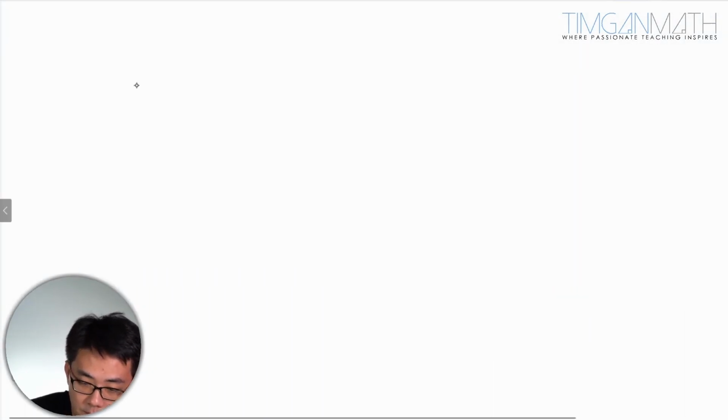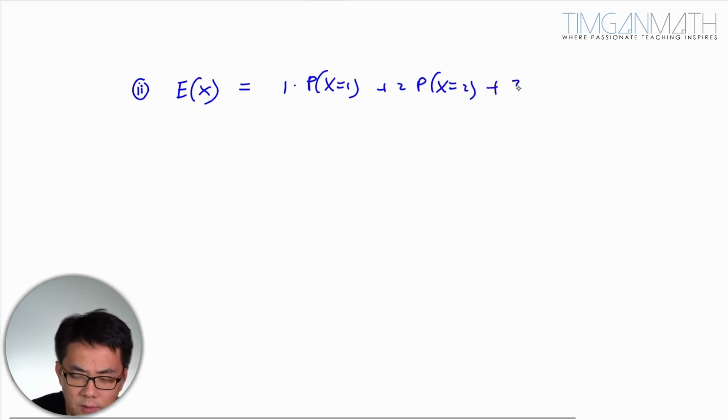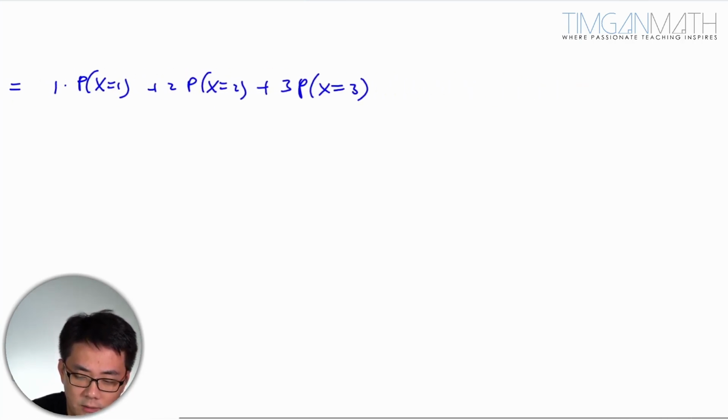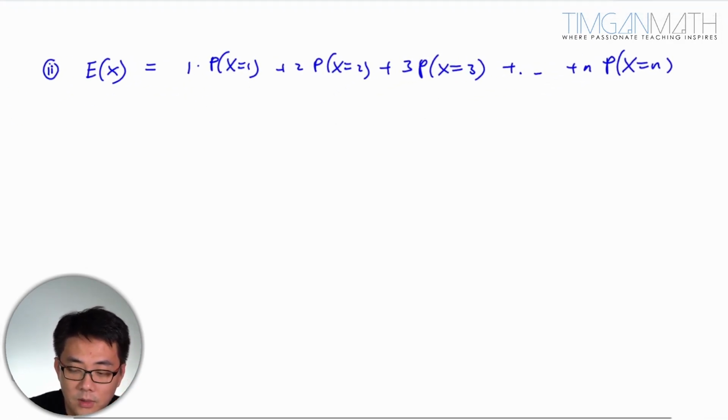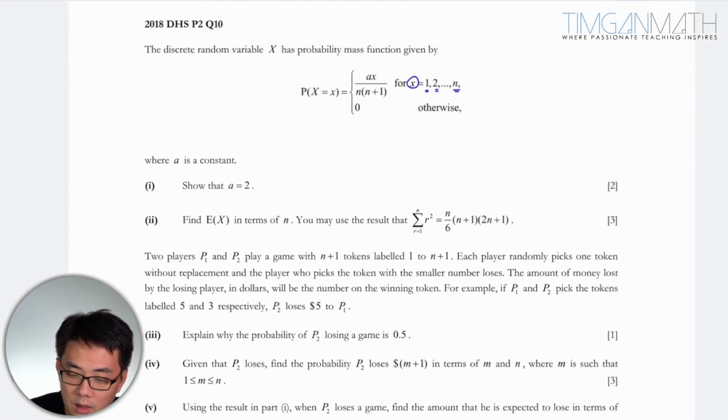So for part 2, we know that the expectation of x, E(X), will just be 1 multiplied by P(X=1) plus 2 P(X=2), just write it down. If you can't write it down in sigma notation, just write everything down first, then we'll try and figure out the pattern there, up to n P(X=n). This is what we have, right? So in other words, what we have here is actually the sum where our r is 1 and we end with n, r times P(X=r). We were told that it follows this form.